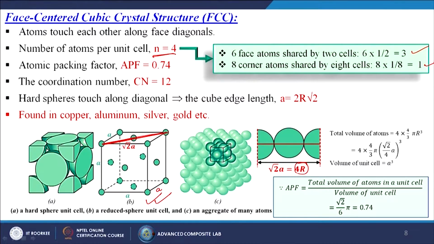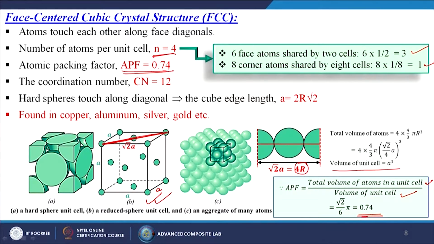Now, the total volume of atoms is equal to 4 into 4 by 3 pi r cube, which is nothing but 4 into 4 by 3 pi, and we are just replacing the r value over there, which is nothing but root over 2 a by 4. We are putting that over here and then taking the whole cube, and here the volume of the unit cell is a cube. So, what is the atomic packing factor over here? Same thing, total volume of atoms in a unit cell by volume of unit cell, which is nothing but root over 2 by 6 pi, which is nothing but the 0.74, whatever we have written over here.